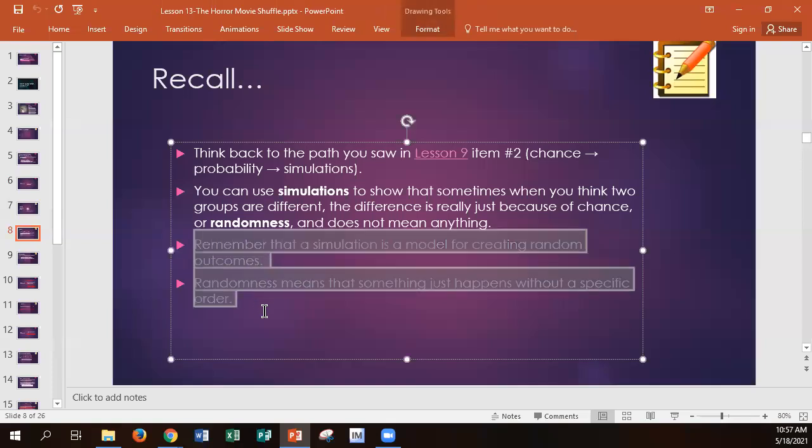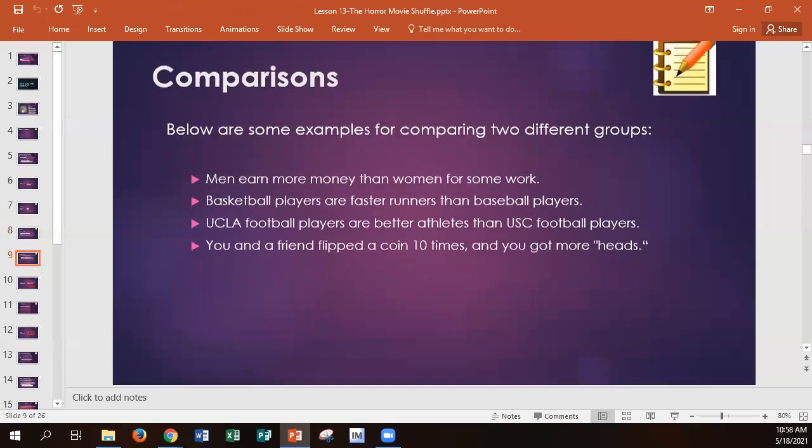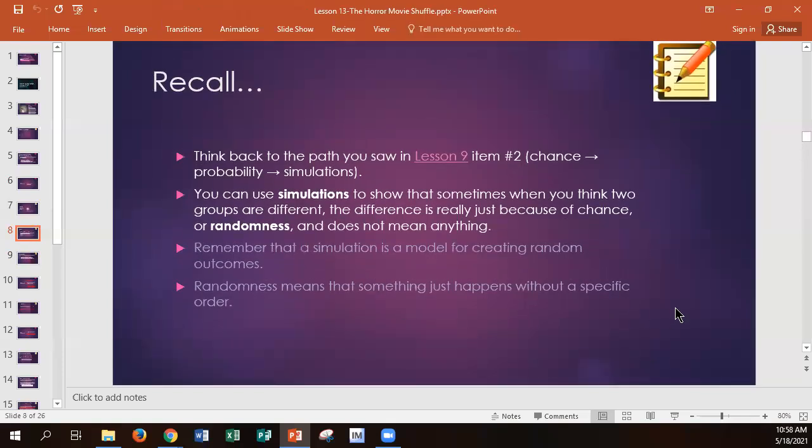So these are two really good things to write down. Remember that a simulation is a model for creating random outcomes, and that randomness means that something just happens without a specific order, right? It just happens. Random occurrence, we call them. Okay, so I'm gonna give you guys 30 seconds because I know some of you guys at home want to write that down or get that down or take a screenshot. Okay. Oh, my bad. There you go.